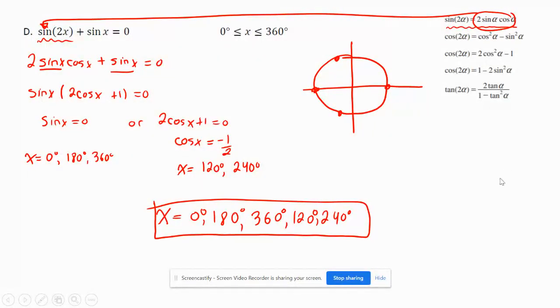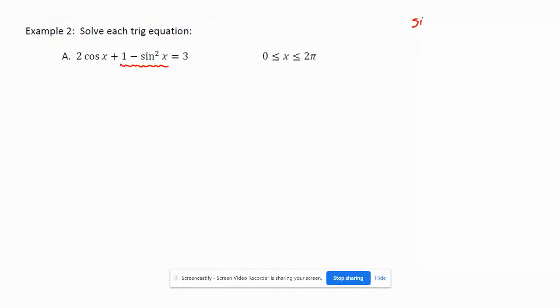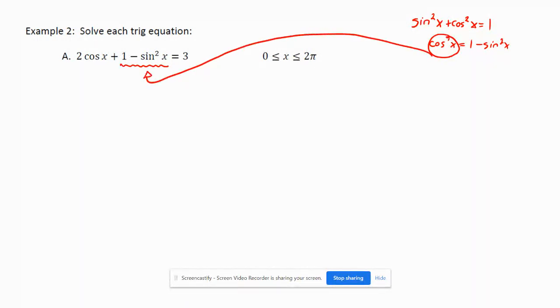Now our Pythagorean identity is sine squared x plus cos squared x equals 1. So if I subtract sine squared from both sides, we get this identity over here. So I'm going to make this replacement where cos squared x comes in to here. Okay. So from here we get 2 cos x plus cos squared equals 3.